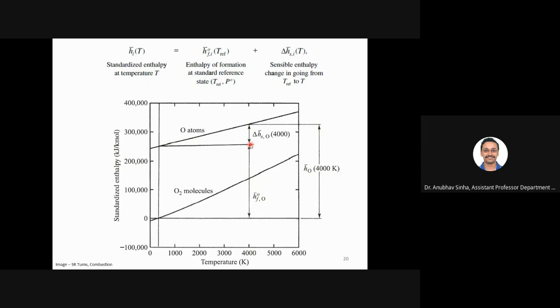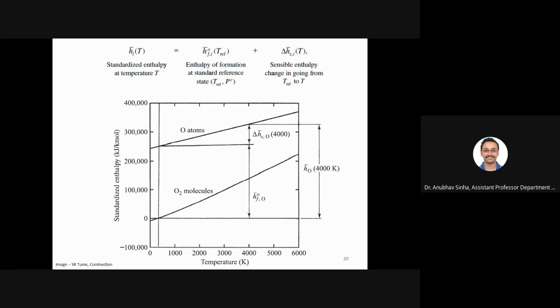Sorry. Enthalpy of formation is always taken at reference temperature. So at reference temperature, this is the enthalpy, plus this much is the sensible heat I have to provide to heat it to attain this temperature. Okay, so enthalpy of formation is actually coming from here.